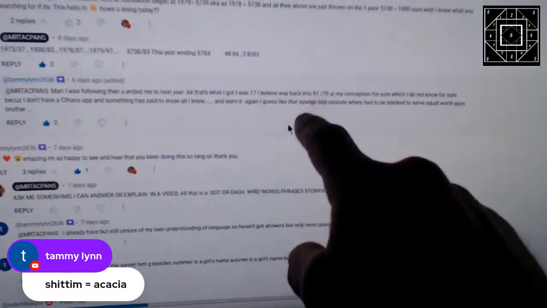I was 17, I believe, way back into 97, 79. But that is also pretty important. 9 and 7 are huge. Birth at the gate, 13 and 14. In fact, that's good that you said that. This one over here is going to refer to 7 at the moon and 9 at the sun. And the 7 becomes the female and the 9 becomes the male because of the mathematics.